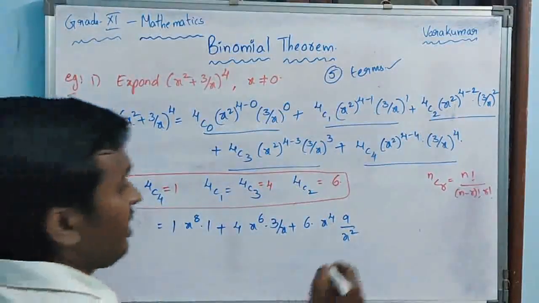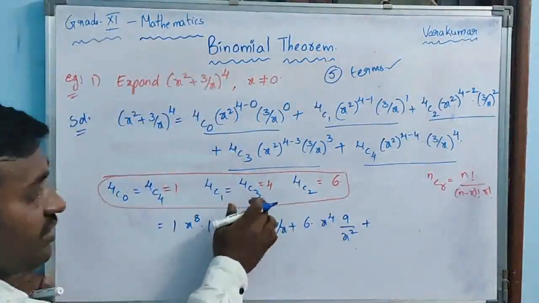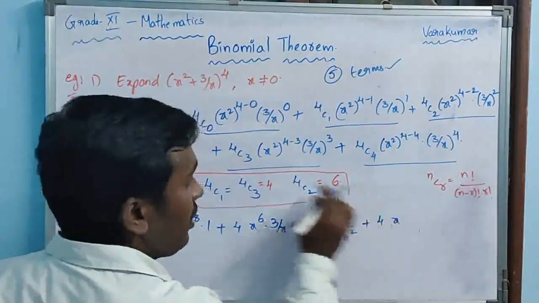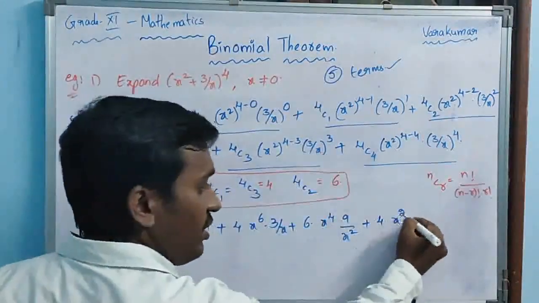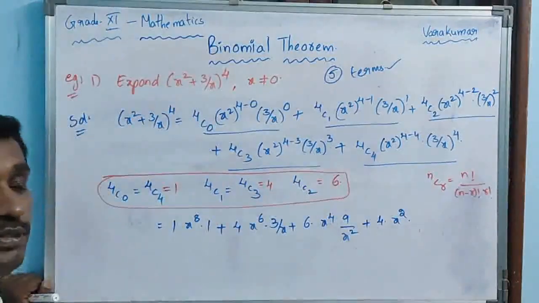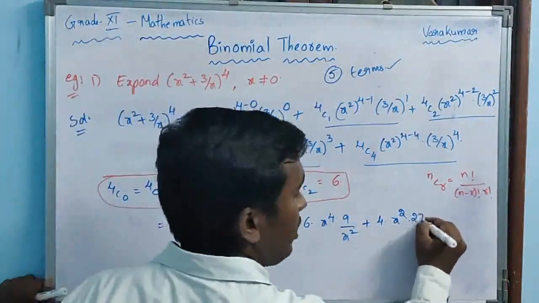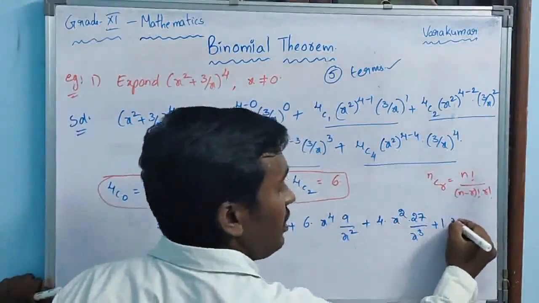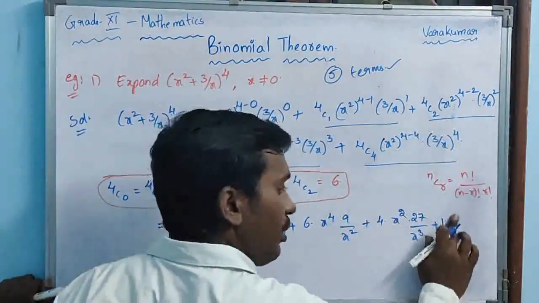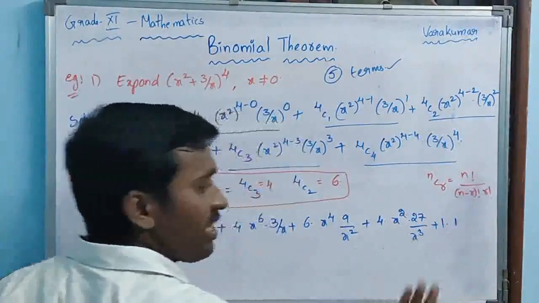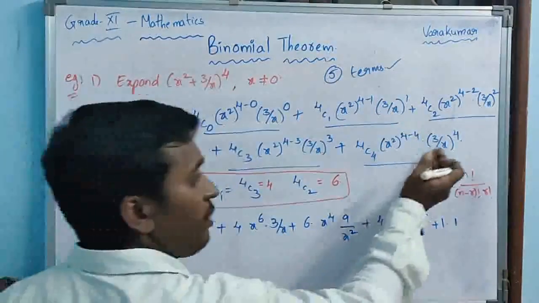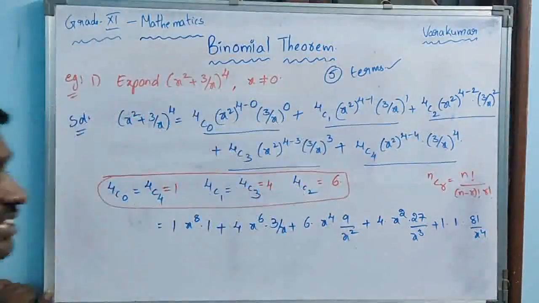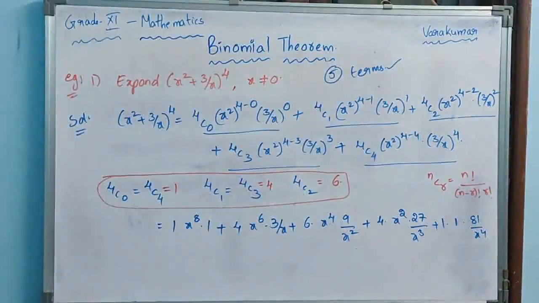And similarly 4c3, what is that according to this one? 4 into x square whole power 1, so x square, and 3 by x whole cube, so 3 cube 27 by x cube. Plus 4c4, 1 into x square whole power 0, which is also 1 because something power 0 is always 1, and 3 power 4 by x power 4, it is 81 by x power 4. Okay, let us simplify further, so the answer will be completed.